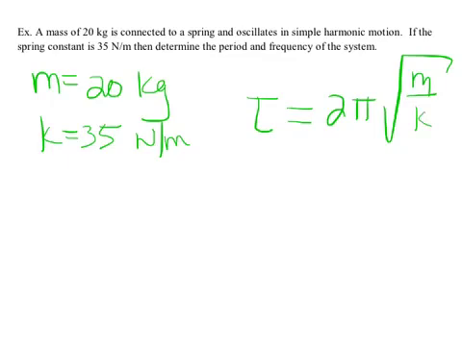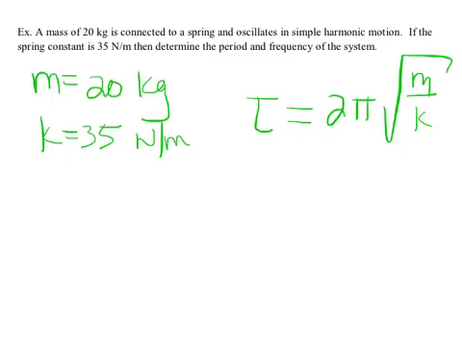M over k, perfect. Why is it m over k? Because we have a mass spring system. If it was a pendulum, we would use L over g here. And tau, T-A-U, means period. That's the T-looking symbol. Now, what does it ask us to find? It says determine the period and the frequency.